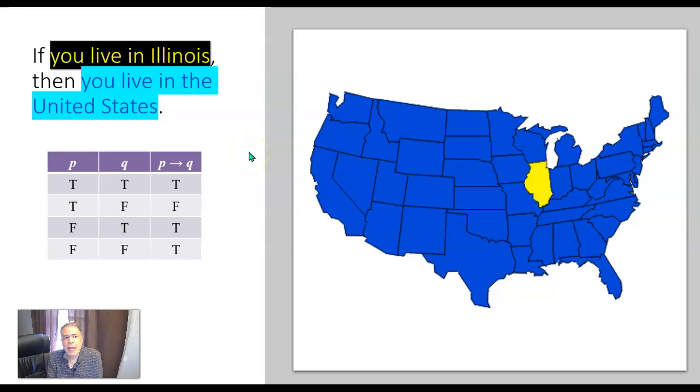So in the example we're looking at here, if you live in Illinois, then you live in the United States, it might be true that you live in Illinois and that you live in the United States. It might be false that you live in Illinois, but still true that you live in the United States. Or it might be false that you live in Illinois and false that you live in the United States. But it cannot be true that you live in Illinois while being false that you live in the United States.